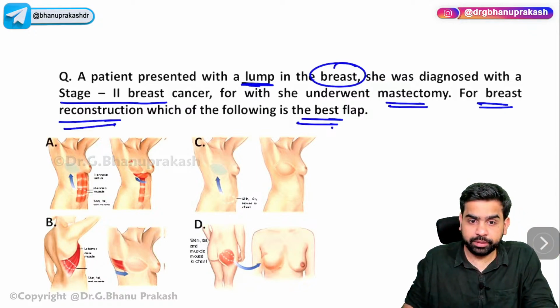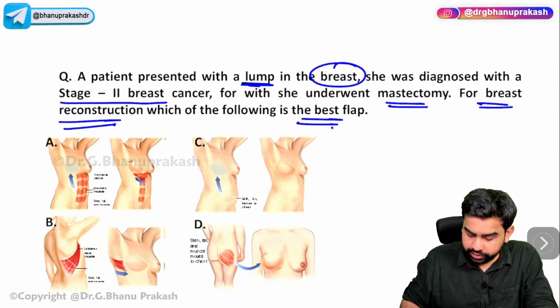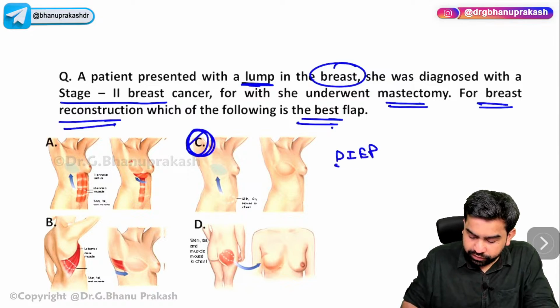What is the best flap? Can you please help me with this? Please try to understand. The best flap over here is type C. What is this? This is called a DIEP flap. This is deep inferior epigastric pedicle flap.